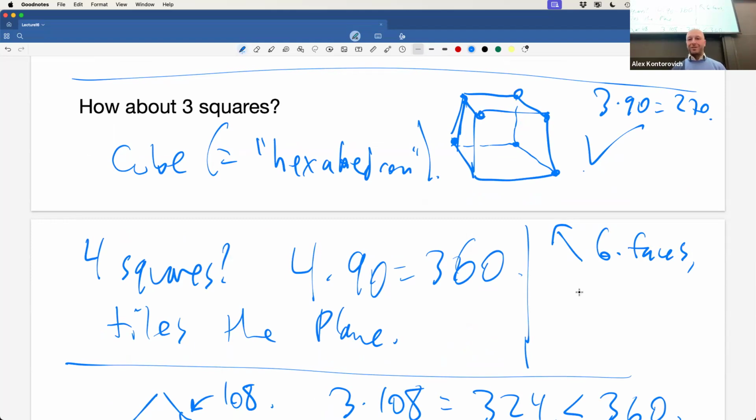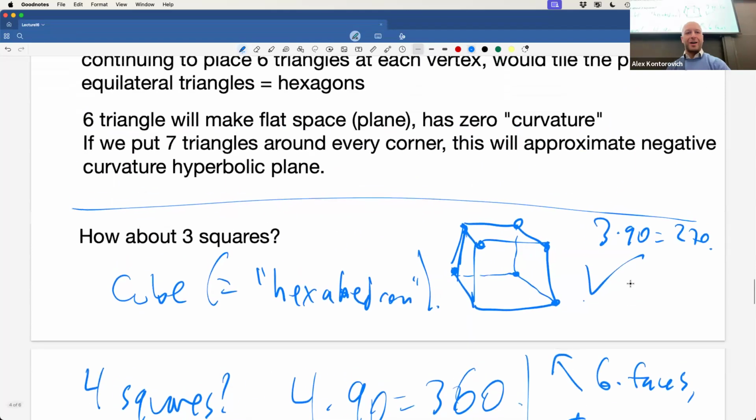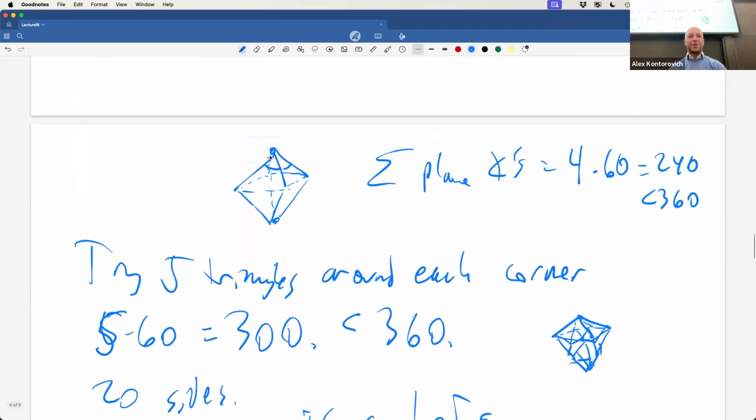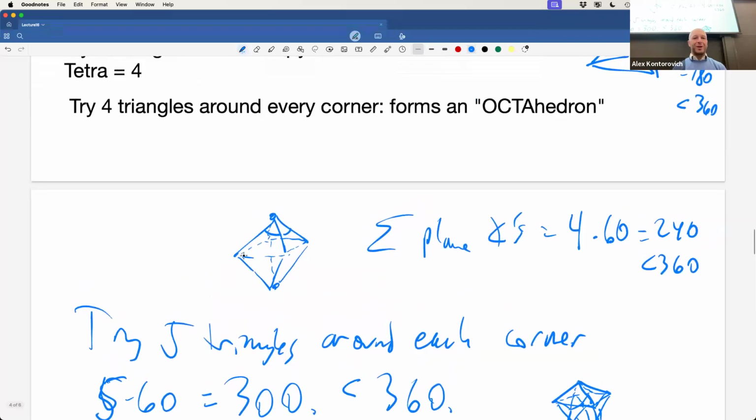4 on top, 4 on bottom, 8 corners. How about, what was this called when we had this octahedral shape? How many faces? Octa, 8. How about corners? 1 on top, 1 on bottom, and a square of corners in between. 6.